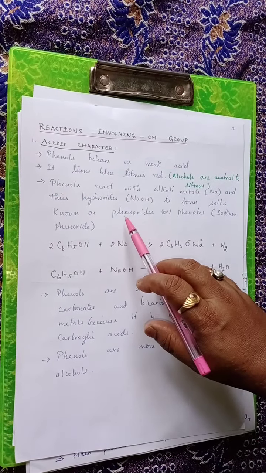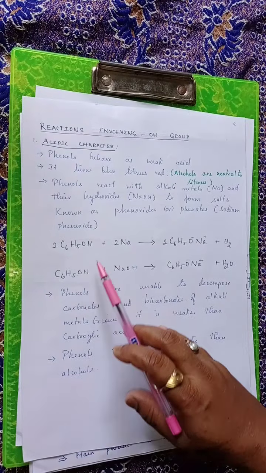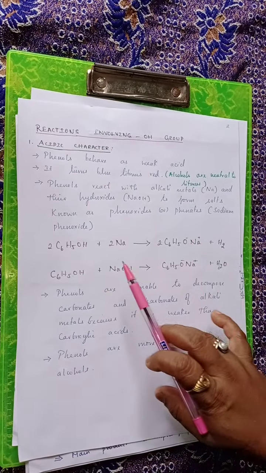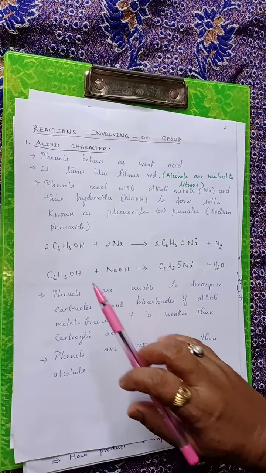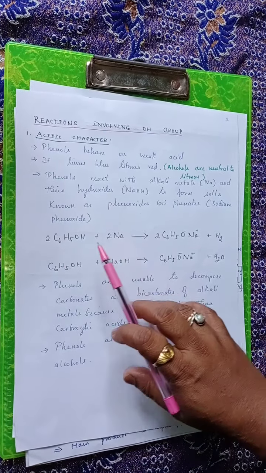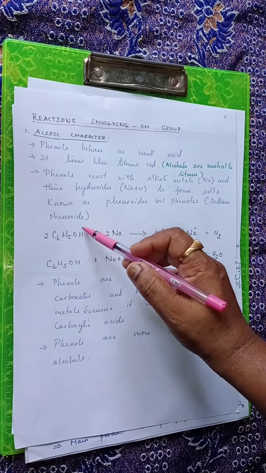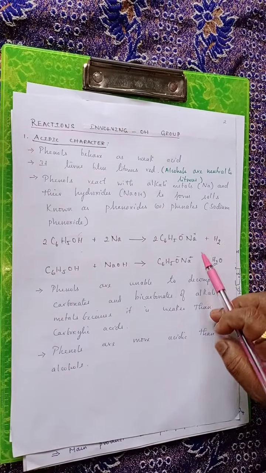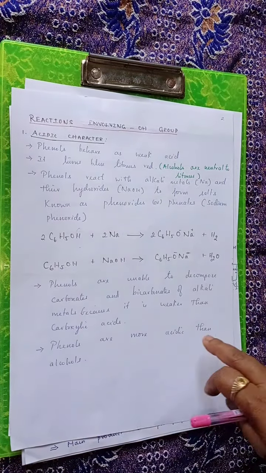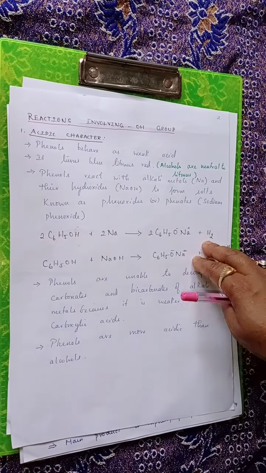to form the salts of these phenols, that is phenoxides or phenates. Over here I have given two reactions with sodium. The same type of reaction will happen with lithium and potassium too. Here 2 moles of phenol react with 2 moles of Na, sodium, and the replacement of hydrogen takes place, like an acid. What happens in an acid? If you put sodium, you get a salt and hydrogen evolves. The same thing happens over here too.